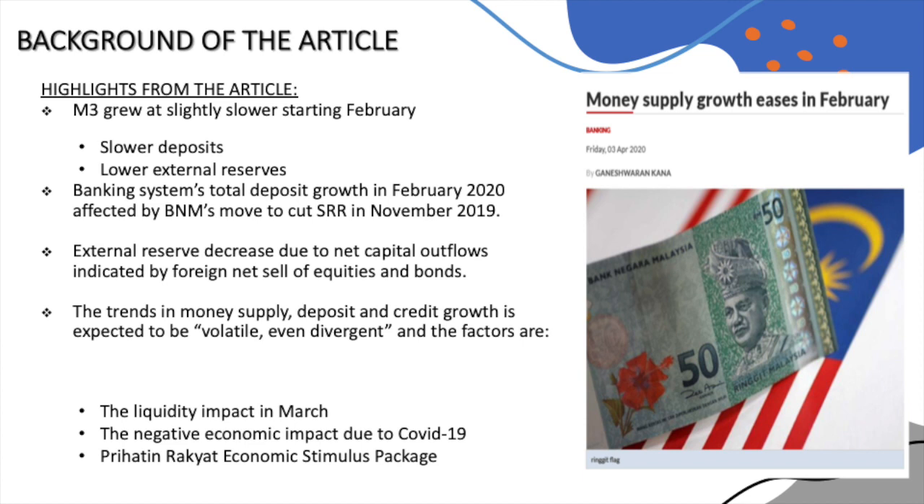Lastly, the article also commented on consumer credit data, where household loan approvals increased by 16.8% year-on-year in February. Meanwhile, passenger vehicle loan approvals also increased by 22.2% year-on-year in February.